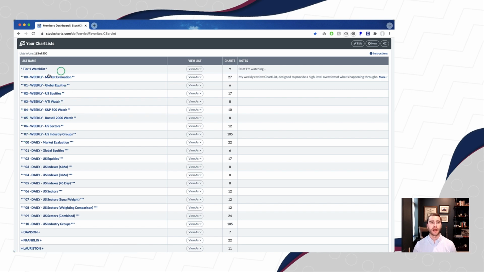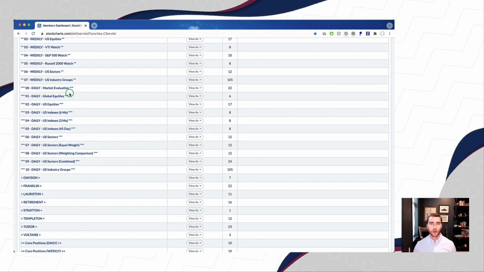So I want my high level market evaluation list at the top. I want to go into my global equities list after that, then into the US equities, then into some of those specific index watch lists is what I call them, then into the sectors, then into the industries. So using this starring and numbering system, I've been able to do that.